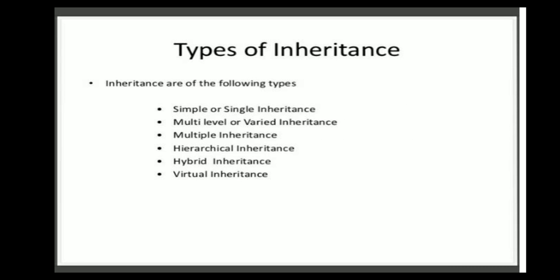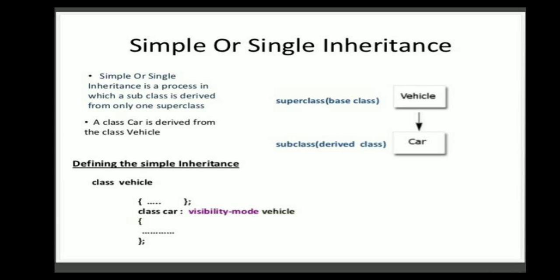Next, let's see about types of inheritance. Here we have different types of inheritance. First one, simple or single inheritance. Second, multi-level or varied inheritance. Third, multiple inheritance. Next, hierarchical inheritance. Next, hybrid inheritance. Next, virtual inheritance. First, we'll see about the simple or single inheritance.